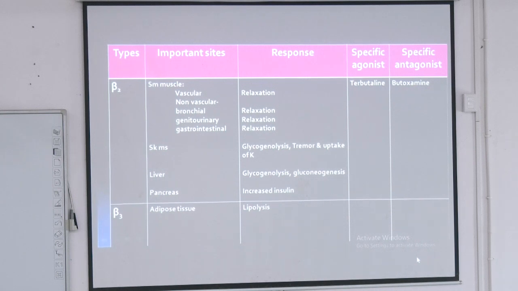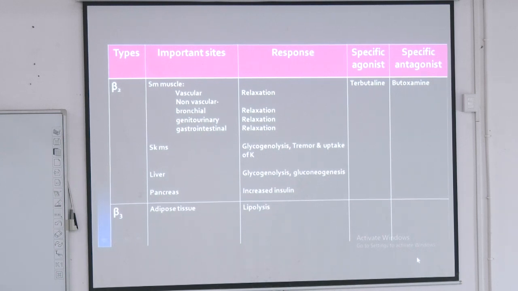Beta 2 antagonist has no role with hypokalemia. Beta blocker has no role with hyperkalemia, because there is no release of potassium with the help of beta blocker. Uptake is in special situations, in pathological conditions, not in normal condition.